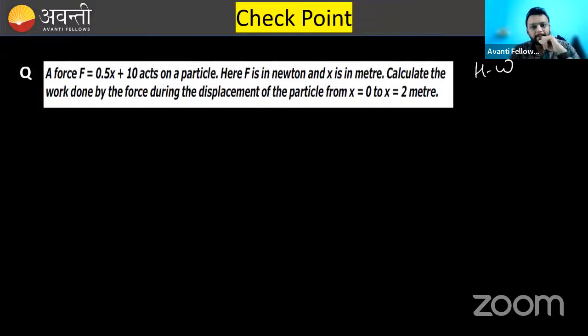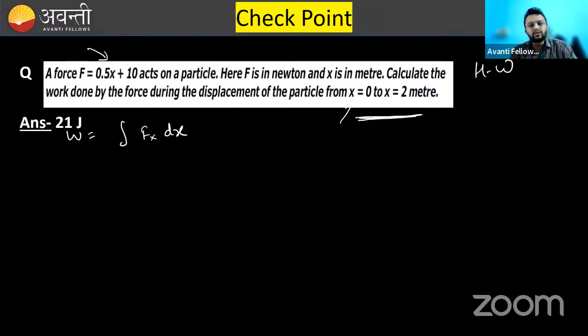This was again the homework. I hope you have attempted it. This is the simple case where the force is variable, depends on x. So work done will be integration, and you are asked to give the displacement from 0 to 2 meter along the x direction. So along the x direction means you need to use integral of Fx dx. Put the value of Fx as 0.5x plus 10 and solve it. Limit is 0 to 2. You will easily get the answer, and the answer would be 21 joule. This is the basic question.